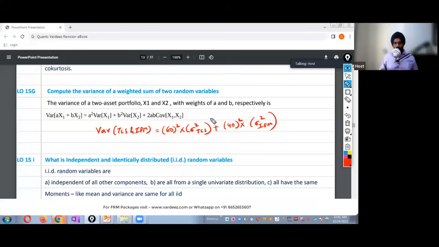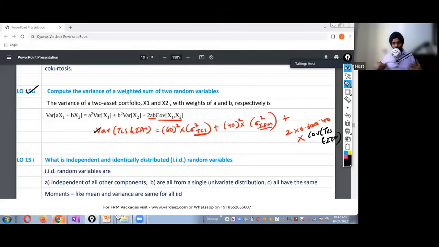Okay, and you have to square this as well, plus 2AB. What is AB? It is the weight of TCS, which was 60%, and the weight of IBM, which is 40%. That's 2AB. Since we have two variables, the covariance will also make a difference, multiplied by the covariance between x1 and x2. So the covariance between TCS and IBM is something that I will have over here. Simplistically, you solve this thing, you get the answer.